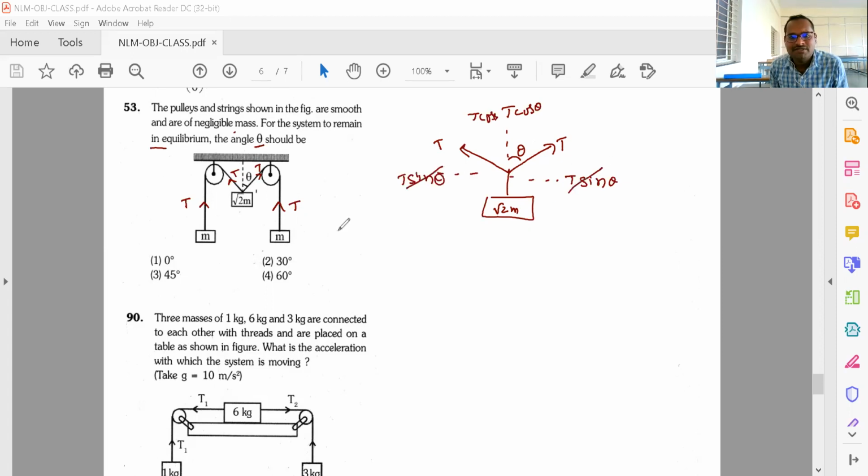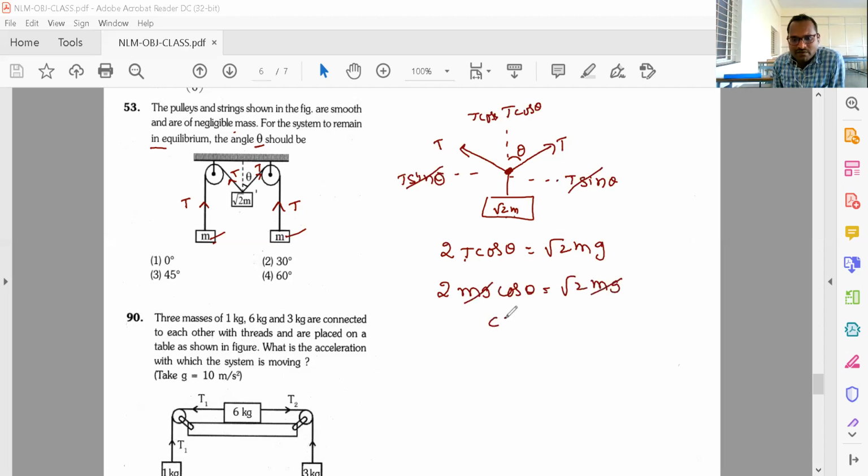These two will cancel because this is tension due to both the equal masses. They'll cancel. Means if this point is to be in equilibrium, you should get 2T cos theta equal to the weight of this block, that is root 2 mg. Clear? And 2 into T, what is tension here? Nothing but mg.